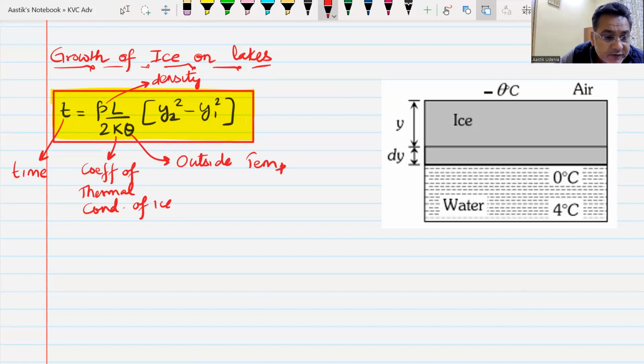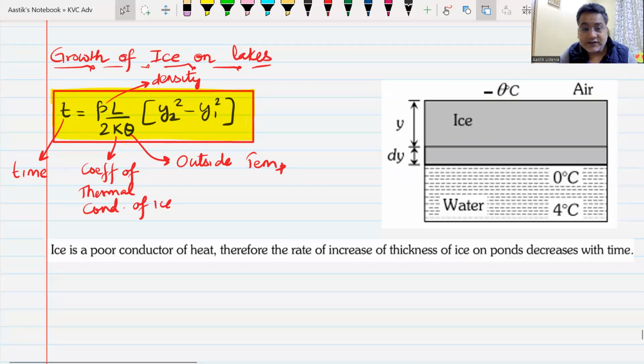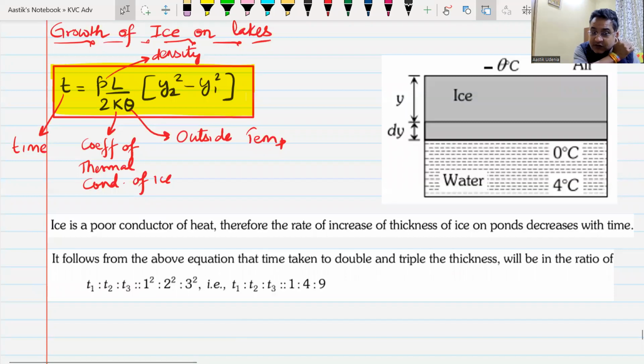Yes. Now remember, once the ice starts to form, ice is a very, very poor conductor of heat, and therefore the rate at which the layer forms will decrease with time. So once a layer is formed, it takes more time to form the next layer of similar thickness. In fact, time is directly proportional to y2 square minus y1 square. Do you see this? It follows from the above equation that the time taken to double or triple the thickness, T1 is to T2 is to T3, is 1 is to 4 is to 9.